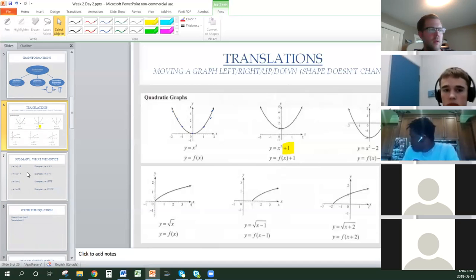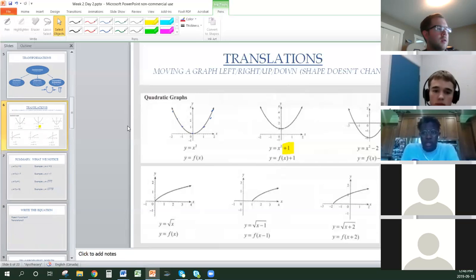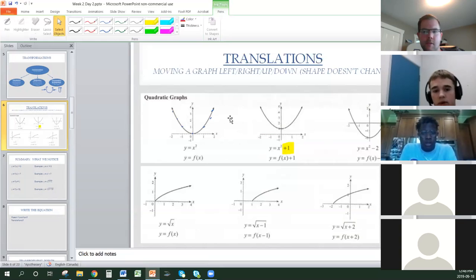Toby, here's my question for you. When we are moving the graph up and down, in this case we're moving it up, and over here we are moving it down, where is that number situated? So if we're moving it up 8, where is that 8 going to be? Right in the center, when the graph starts to turn the other way.